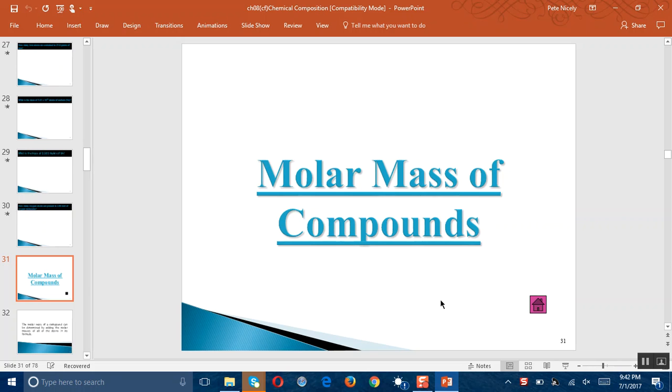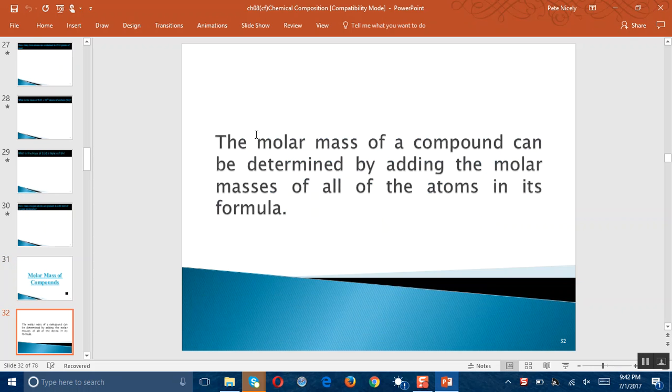So now we're going to get into a discussion of molar mass. I talked about earlier the molar mass of elements, which, as I said before, is the same as the atomic mass numerically speaking, but the difference is, of course, their units. So in the case of molar mass, the definition is given right here. It can be determined by simply adding up the molar masses of all of the atoms in the formula for the compound. So it's a very simple process.